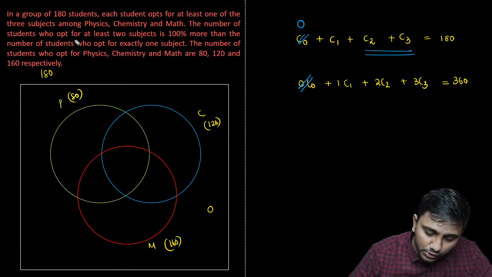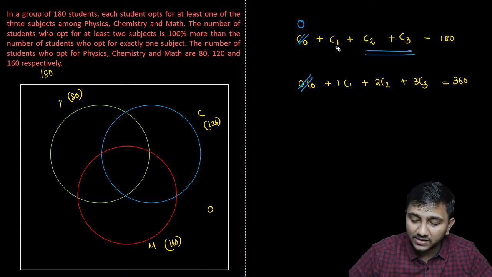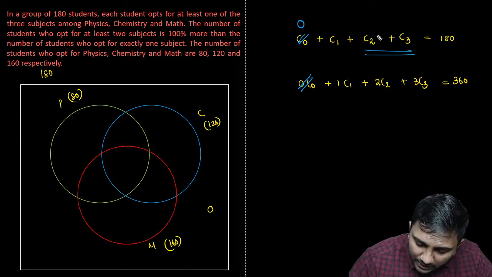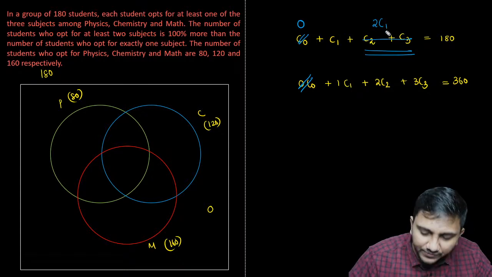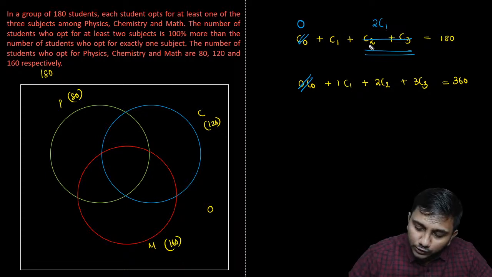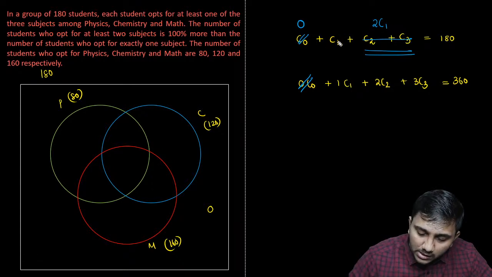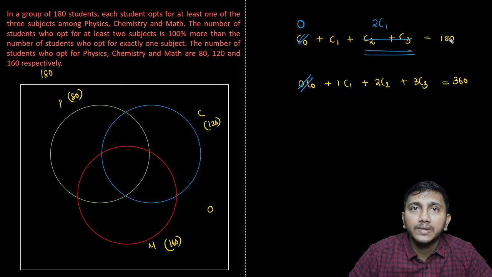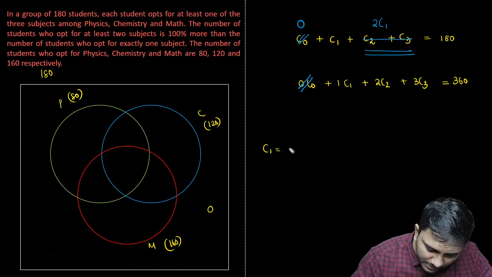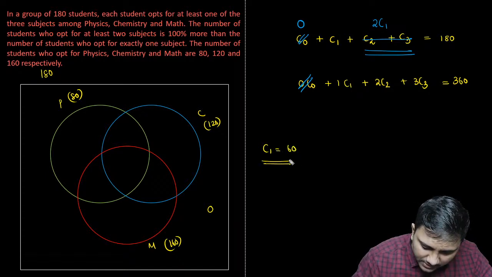It is given that the number of students who opted for at least two subjects is 100% more than the number of students who opted for exactly one subject. So C2 plus C3 is 100% more than C1. When a value is 100% more than the other value, it's going to be 2 times the other value, right? So C2 plus C3, I can replace it with 2 times C1. So now what happens to my first equation? 3 times C1 is equal to 180, which means C1 is going to be 60.